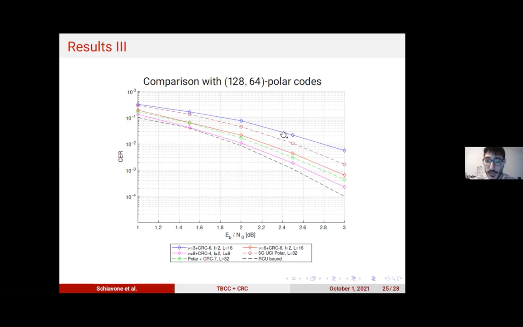As you can see, by increasing the memory, depending on the memory we choose and the degree of the CRC, we can do at least as well as with polar codes, or even better in some cases. So this is really interesting.